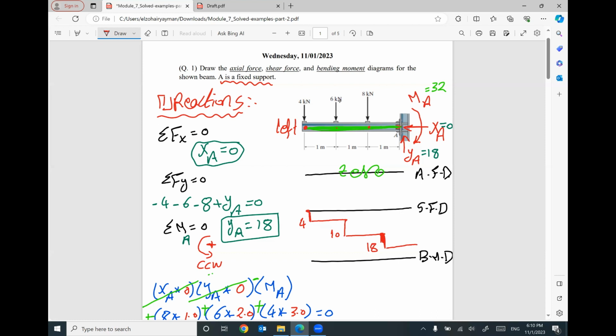You are at 18. Do you have anything at the end of the beam? Yes, I have reaction YA going up. So I will go up. How much? 18. You are down 18. If you go up 18, I'm gonna reach 0. If you reach 0, that means your diagram is correct. This one is negative, this one is negative, this one is negative. If you have any question, just let me know.